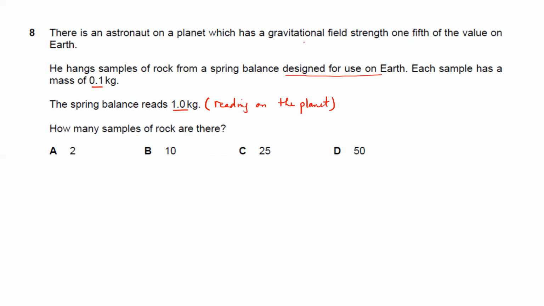So let's try to solve it. The gravitational field on Earth is 10 meters per second square. So the gravitational field, or acceleration due to gravity, on the planet will be 10 divided by 5, which is 2 meters per second square. So we can say that on Earth, 0.1 kg corresponds to 10 meters per second square. Then if a similar block is taken to a place where the acceleration due to gravity is 2 meters per second square, what will be the value for the block on the planet?